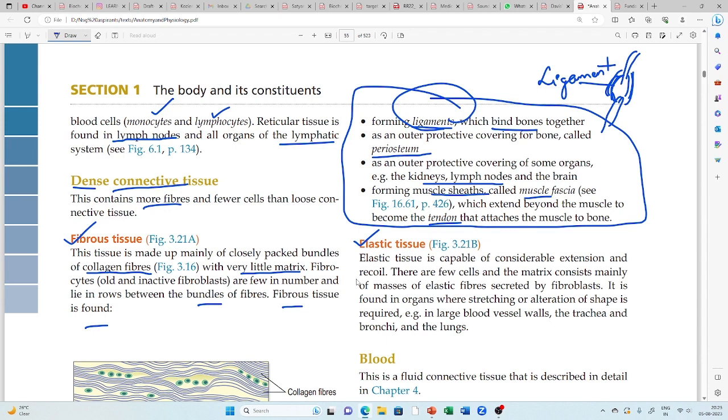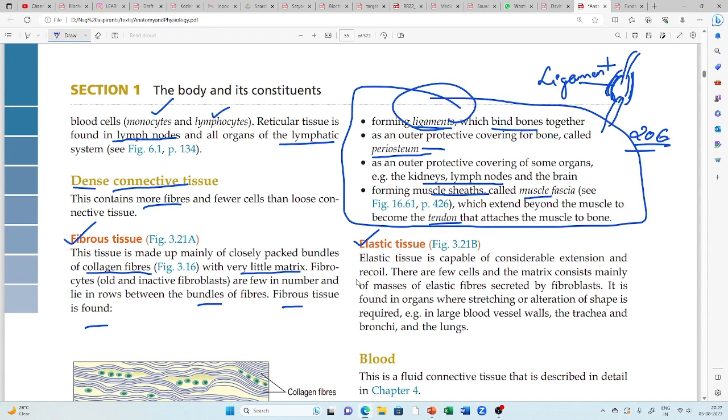And what is meant by periosteum? Periosteum is the protective covering of bone. In the adult body we have 206 bones, and each and every bone is covered with a periosteum. That means the outer layer of the bone is called periosteum. This periosteum is also made up of fibrous tissue only.